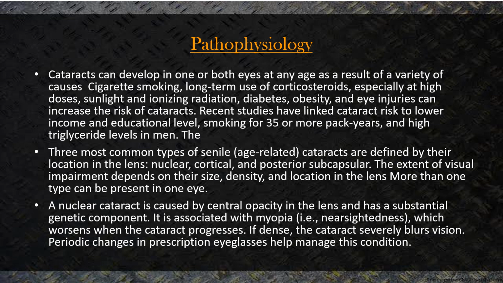A nuclear cataract is caused by central opacity in the lens and has a substantial genetic component. It is mainly associated with myopia, which worsens as the cataract progresses. If dense, the cataract severely blurs your vision. Periodic changes in prescription eyeglasses help manage this condition.